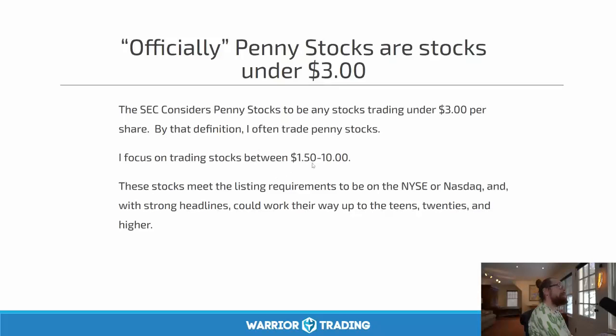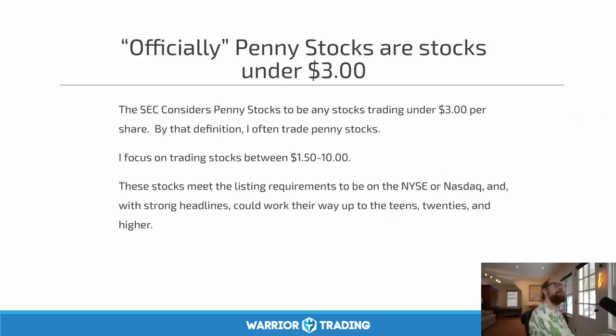But I usually focus on between $1.50 and $3, maybe up to 10 or higher, or 20 or higher, depending on the setup. These stocks meet the listing requirements to be on the New York Stock Exchange, NASDAQ, or Amex. With strong headlines, good financials, and good earnings, these are companies that could work their way up into the teens to 20s and higher. So, up from 10 to 15 to 20 to 25 to 30.